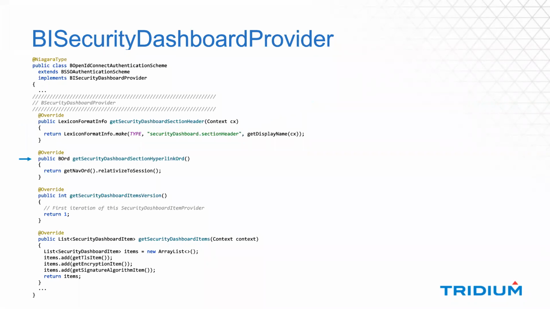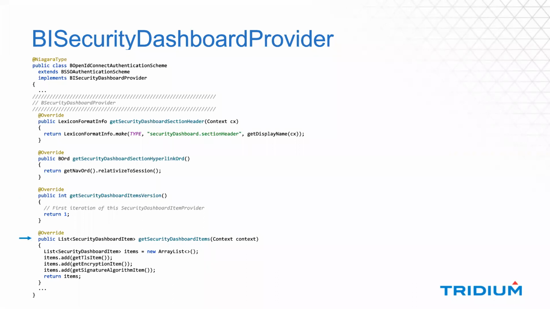Next, we've got the hyperlink ORD. I'm getting the nav ORD and relativizing it to the session. And we've just found that this actually works well if you're viewing the dashboard in the browser or in Workbench, and I would recommend just stealing this pattern and using it. And for the version, again, we're just returning 1. And finally, get security dashboard items.